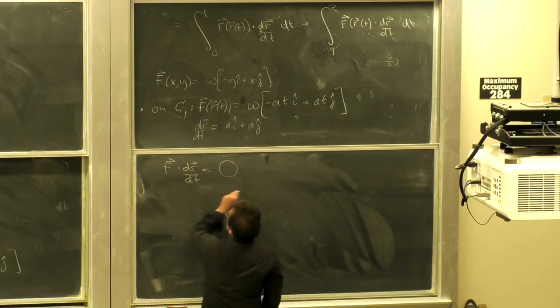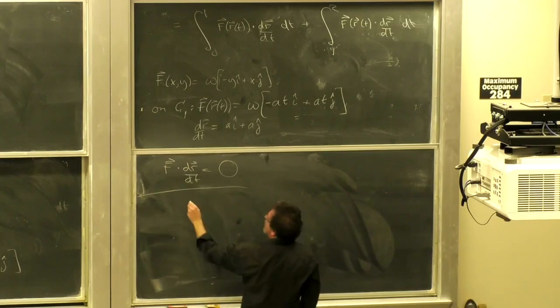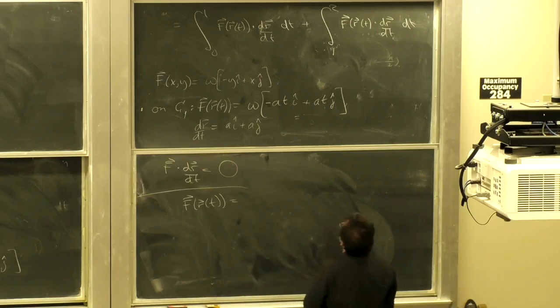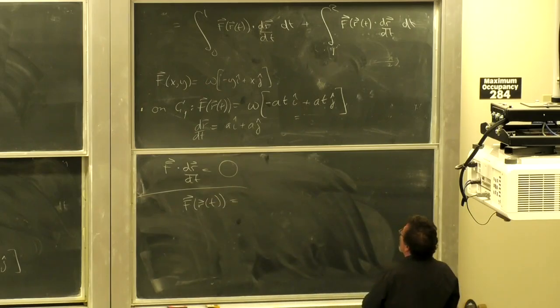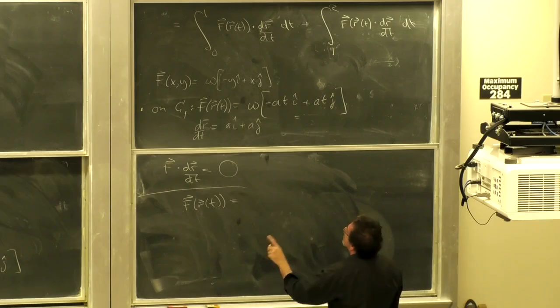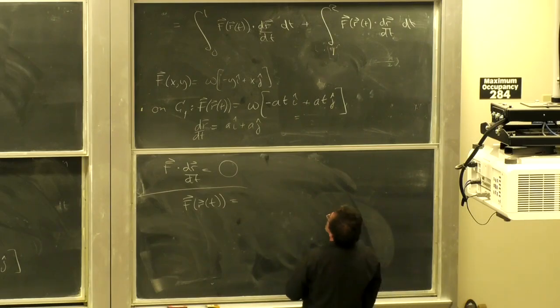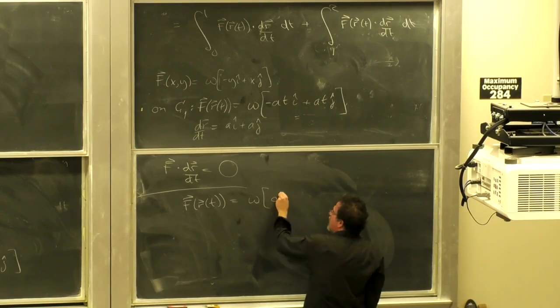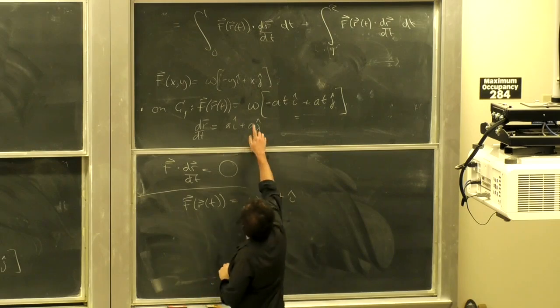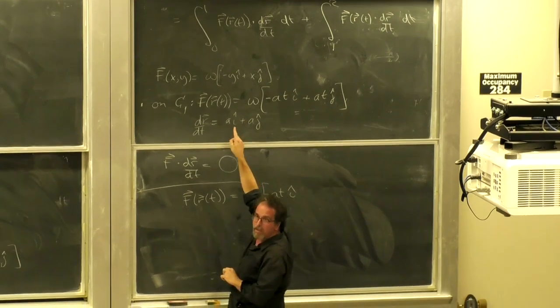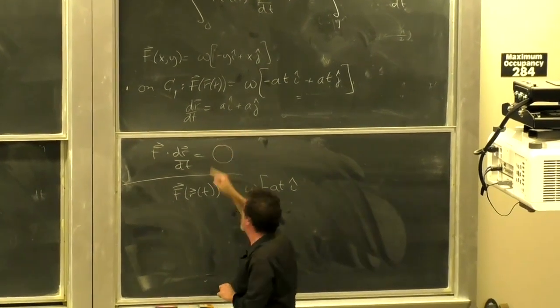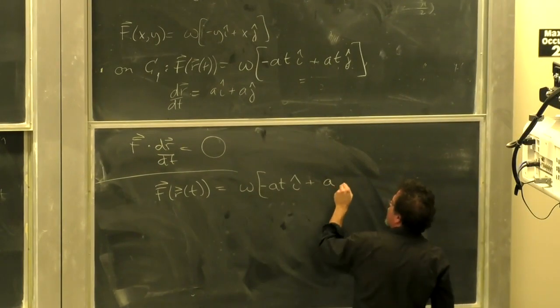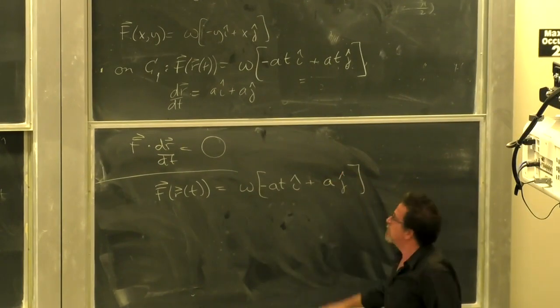Okay? On the second curve, you do the same thing. And I beg your indulgence for 10 more seconds, please. On the second curve, you have to evaluate the vector field on the second curve. On the second curve, y is equal to at. And so I have a negative at i hat because it's negative omega y. It's negative omega y, and y is equal to at. And x is equal to a. So that's omega x.